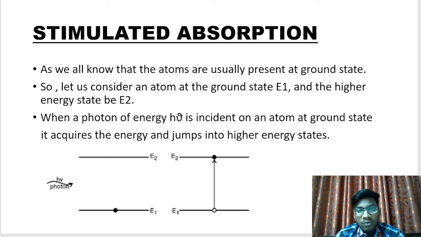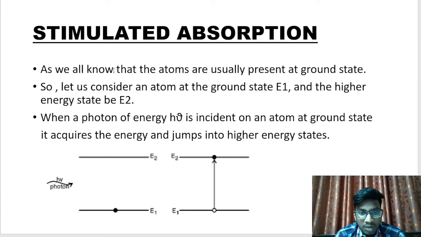What are the different ways for production of stimulated absorption? As we all know, atoms are usually present at the ground state. We have studied from lower classes that atoms are very stable at the ground state, so they usually like to be present there. Let us consider two atomic states, E1 being the ground state and E2 being the excited state or higher state. The atom usually resides at the ground state, which is stable. Here in the picture you can see that the atom is at E1, the ground state.